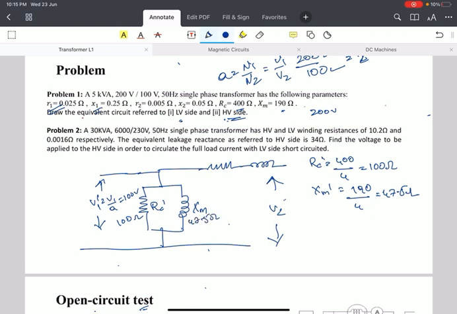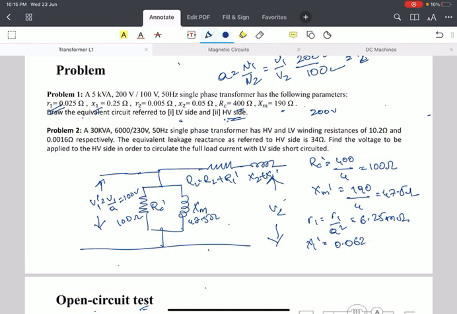Now we have this R2, which is equal to R2 previously plus R1 dash. Similarly, this X2 is equal to X2 plus X1 dash. R1 dash is equal to R1 divided by A square, which is equal to 6.25 milliohm. Then similarly X1 dash is equal to 0.0625 ohm.